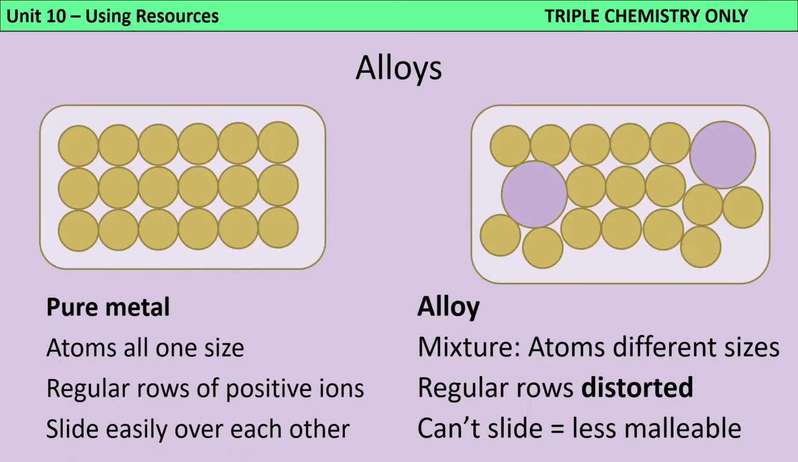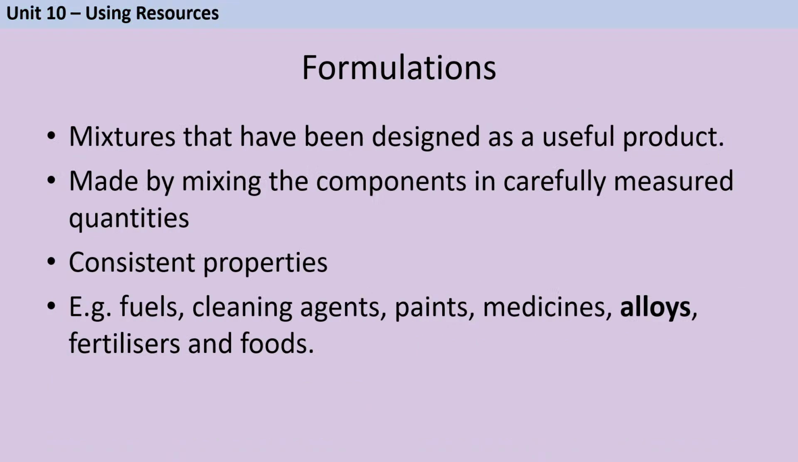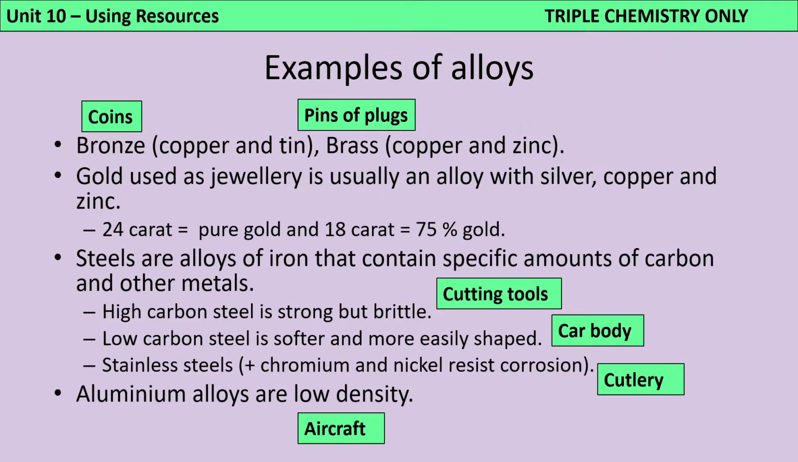Okay, so we met alloys in Unit 2 and we talked about all that lot, and we also talked about it briefly in Unit 8. You need to be aware that alloys are an example of a formulation, so we talked about this in Unit 8 as well. But then the triple bit special is that we have 7 named alloys.